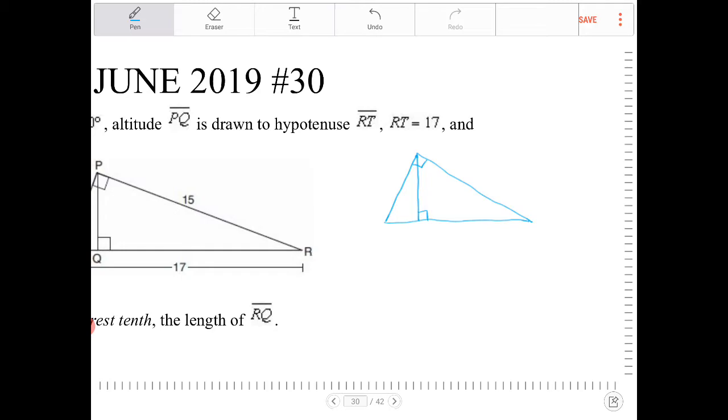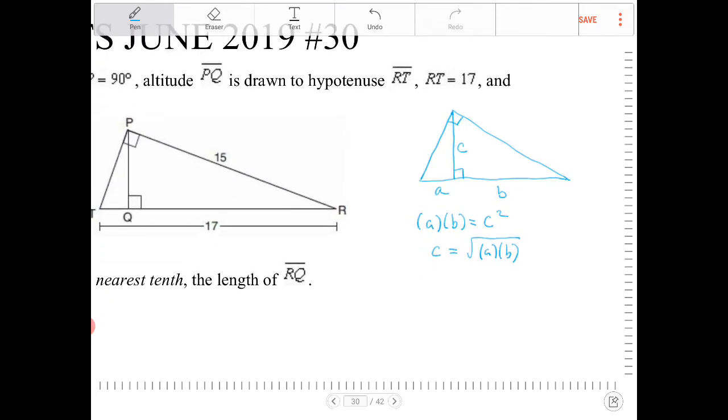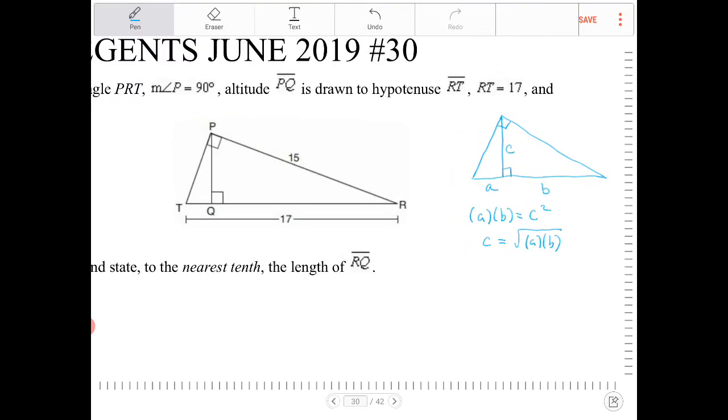Now, I don't know what the proportions of the segments are, but let's call one portion of the segment A and another portion B. What happens is the product of these partitions will always equal, let's call the altitude C there, the altitude squared. And we call the value of C there the geometric mean between A and B. So let's try to use this information to answer this question here.